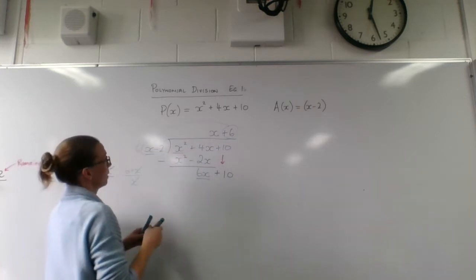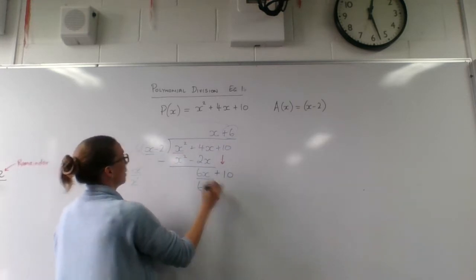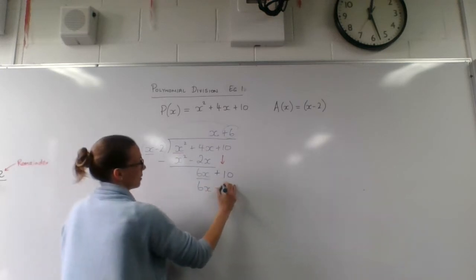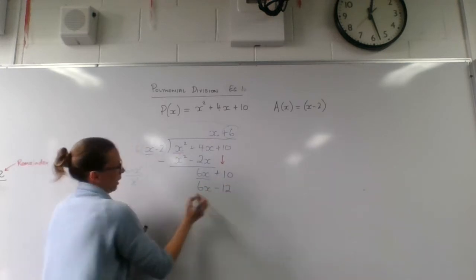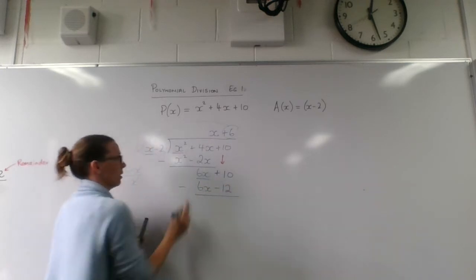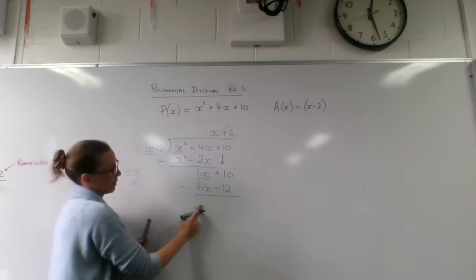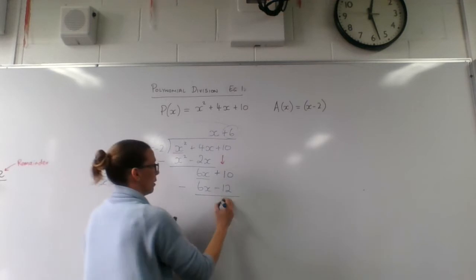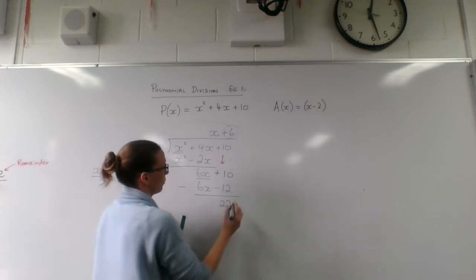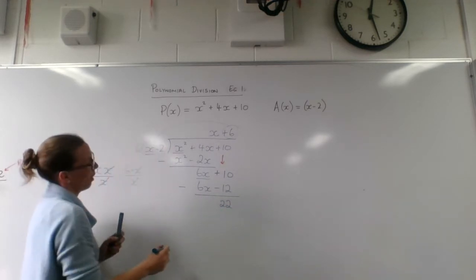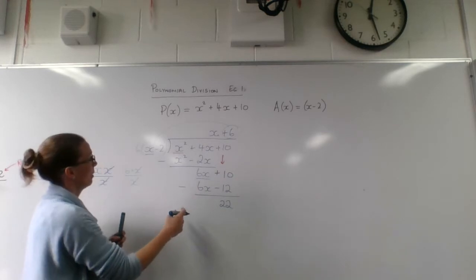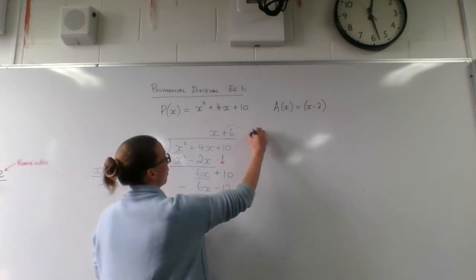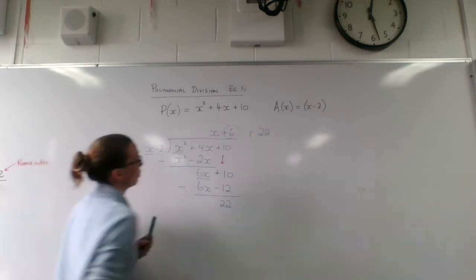6 times x is 6x. 6 times negative 2 is negative 12. And then I'm ready for a subtraction. 6x take 6x is nothing. 10 take negative 12 is like adding 12, which is equal to 22. And at that point, I've divided as far as I can. So I now have a remainder of 22.